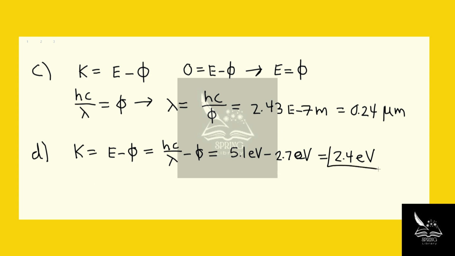So these are all of the results that we need for this particular problem. We repeatedly use the simple photoelectric effect conservation of energy equation, K equals E minus phi. And we looked at it from pretty much every angle you possibly can.